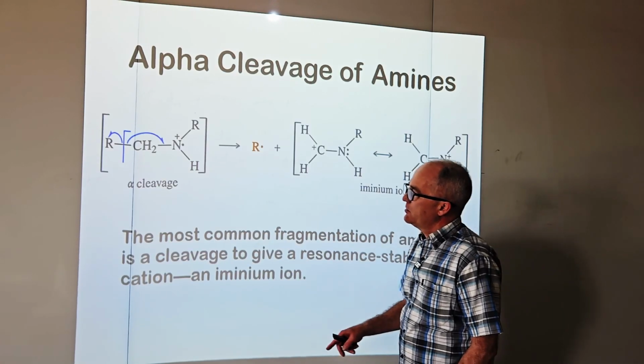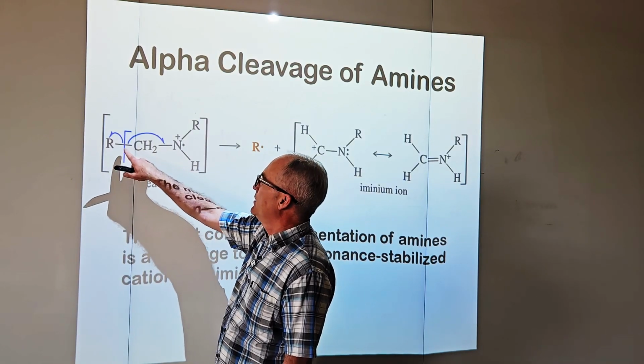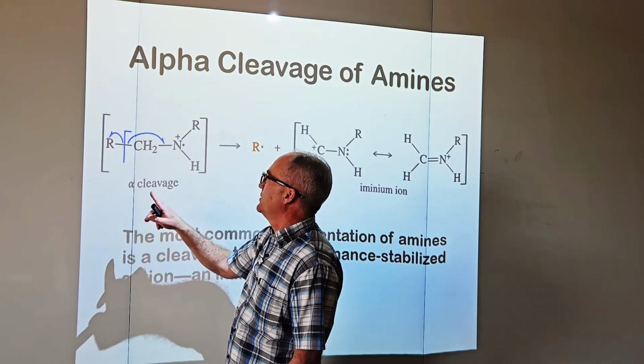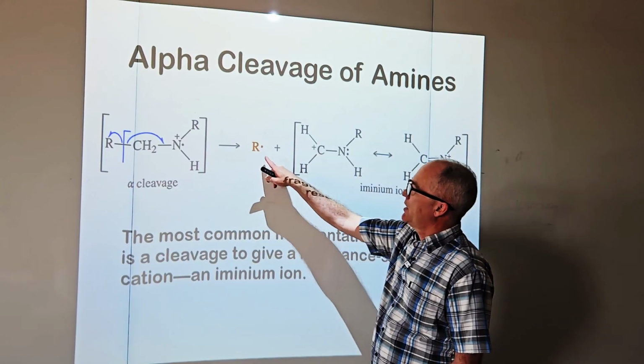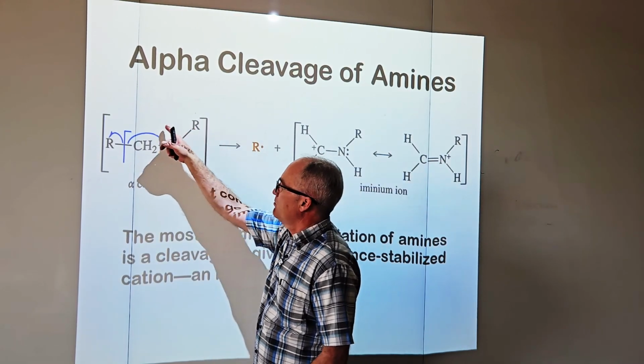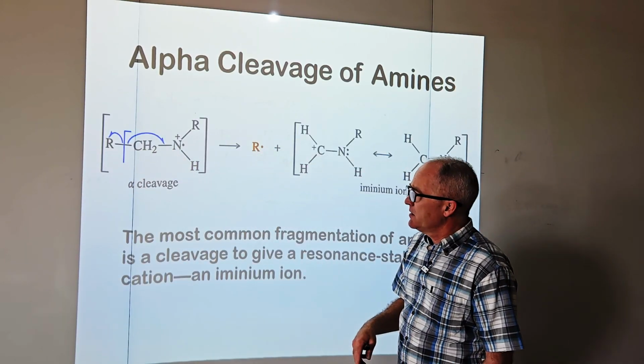So alpha cleavage: this is the alpha carbon, that would be the beta. Alpha's right there, not there. When that cleaves, you get this alkyl radical. And so this is electron ionization.